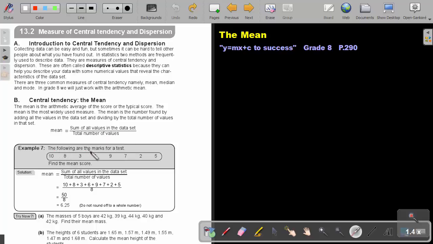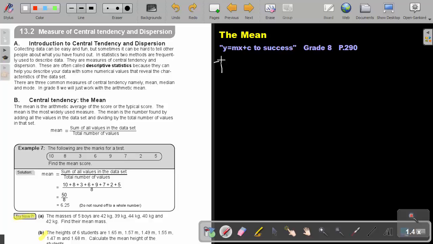The following are the marks for a test. Find the mean score. So you're just going to add up all the values and divide it by the total number of values. So 1, 2, 3, 4, 5, 6, 7, 8. And if you divide it by 8, you will get 6.25. Okay. I want you to stop the video and do Try Now 7 number B.